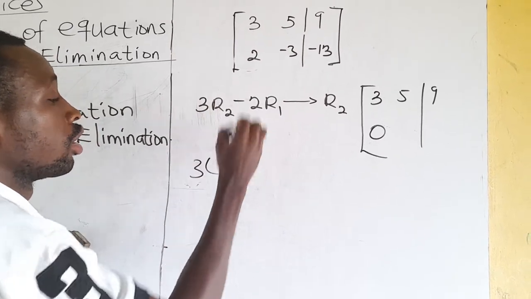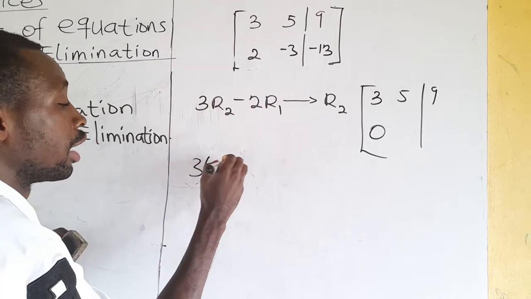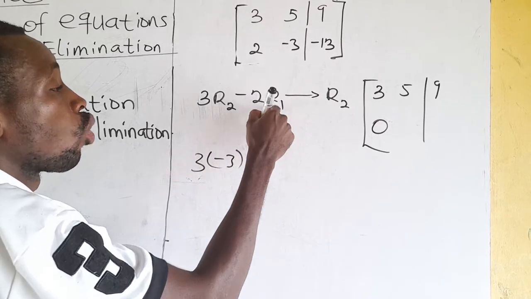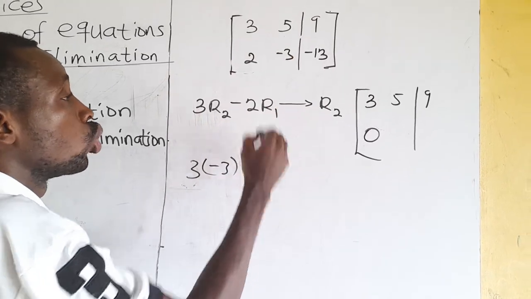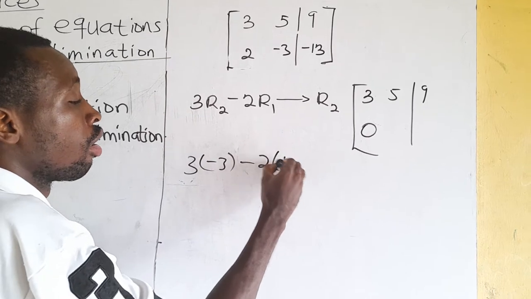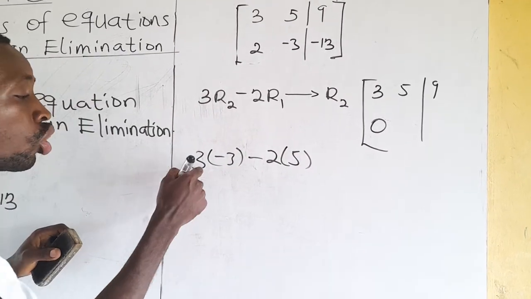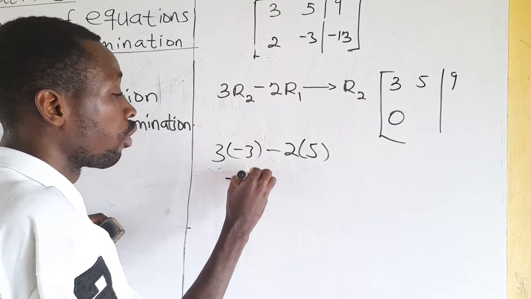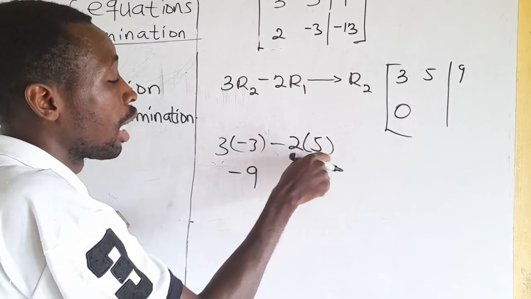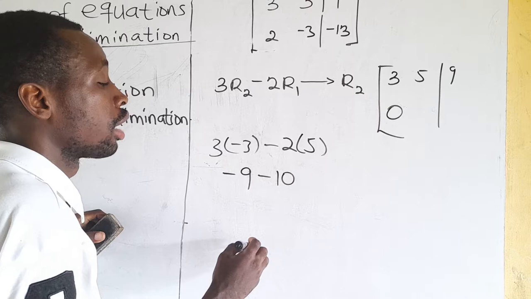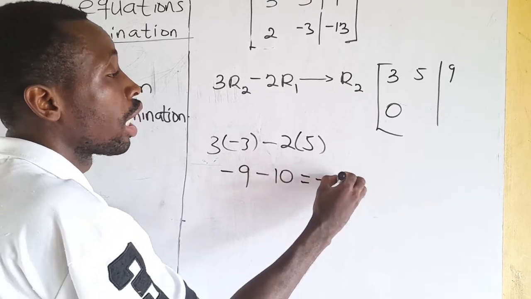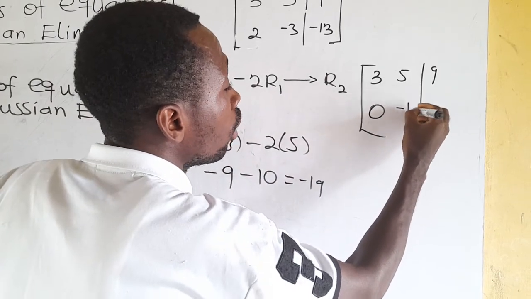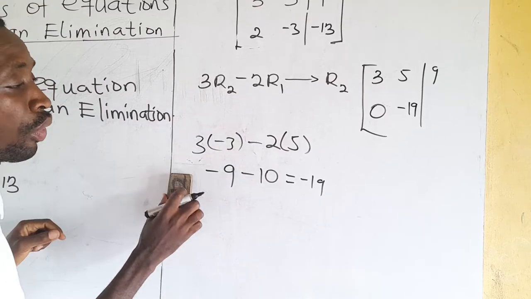So 3 times, what's our R2 here? Negative 3. Minus 2 times, what is our R1? 5. So 3 times negative 3 is negative 9. Then 2 times 5 is 10. So that would be negative 19. So right here, negative 19. I hope you get that.